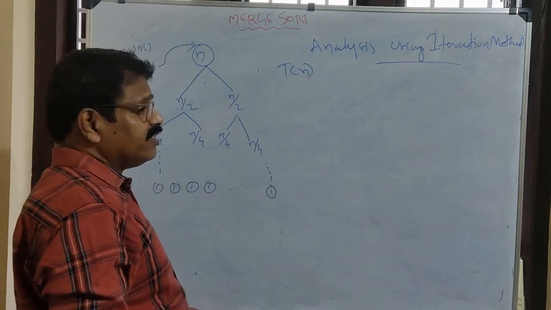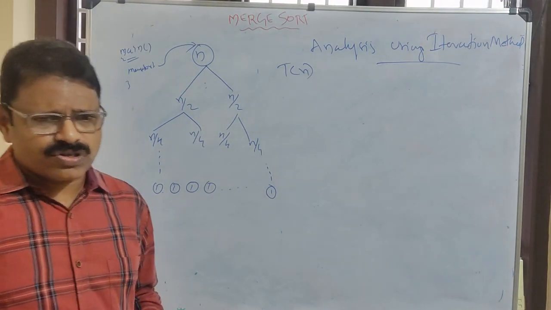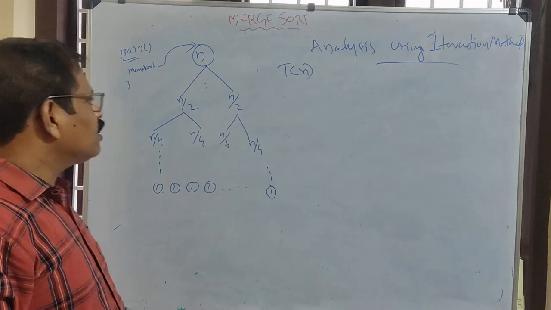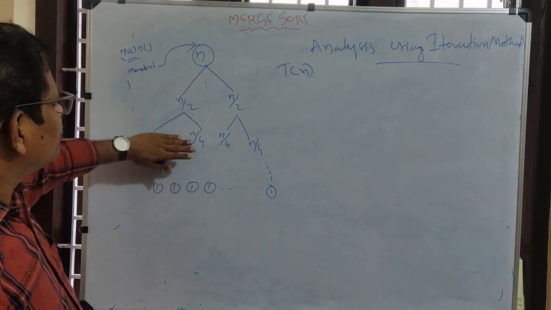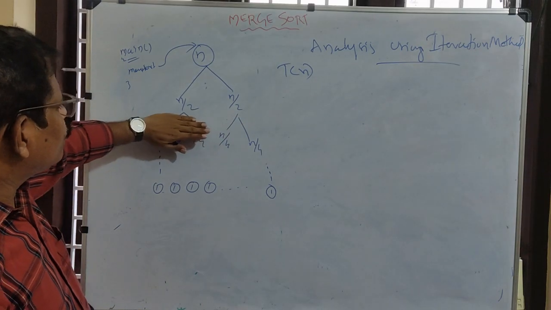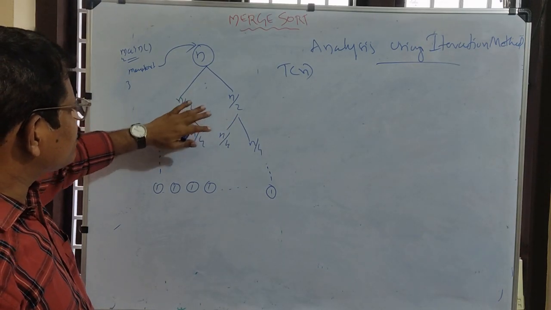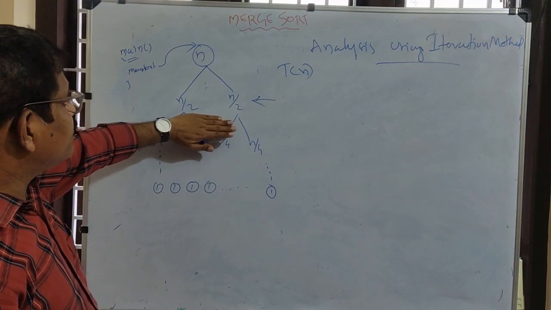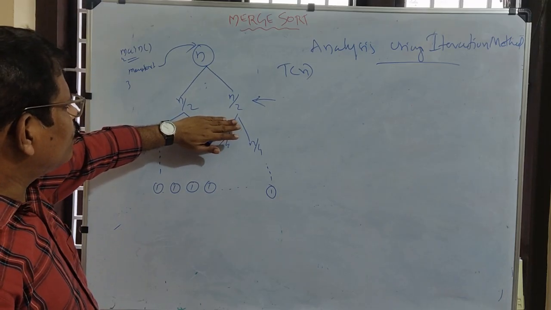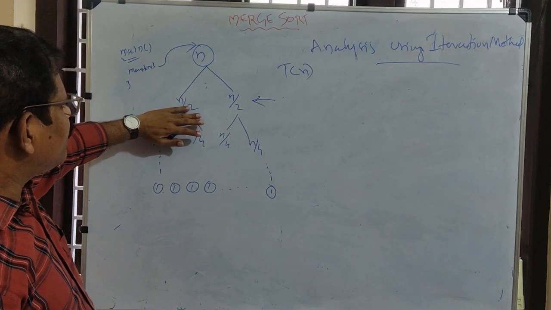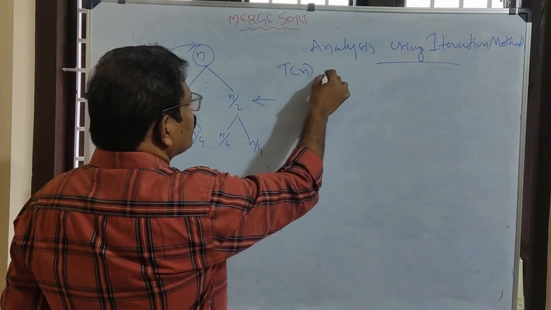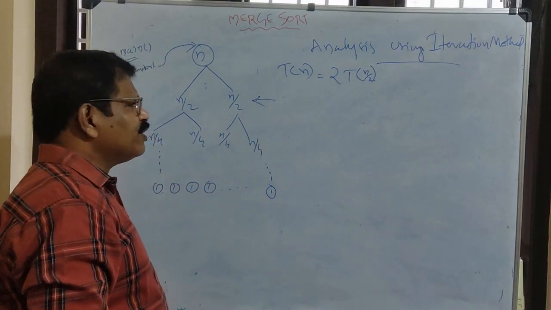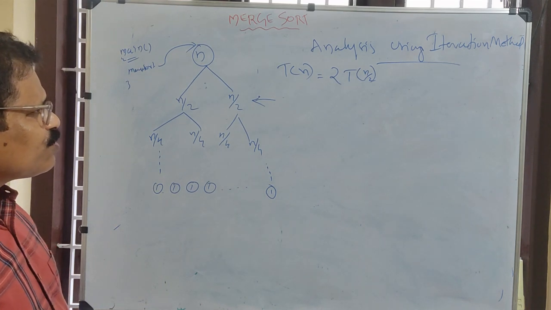Let T(n) equal the time to process n elements, or the cost of processing n elements, and it is equal to processing 2 problems. Let us consider this level only. Then we can see it is the time to process 2 problems, each of size n by 2. So this is equal to 2 problems, each of size n by 2. T(n by 2) is the time or cost to process n by 2 elements.